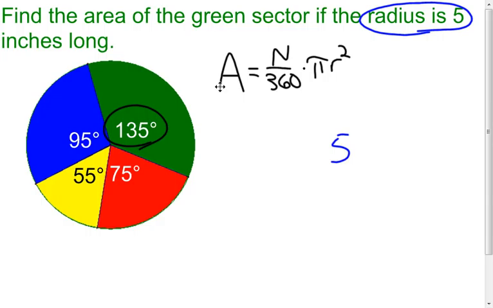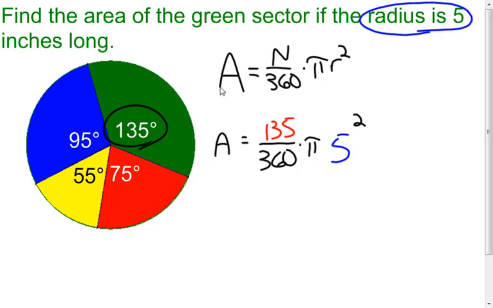So I can put that into my formula as well. 135. And then the rest of it's already done for me. Divided by 360 times pi r squared. And that's going to give me the area of my sector. So now it's just a matter of simplifying kind of what I refer to as the mess.